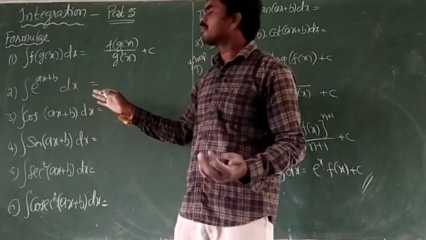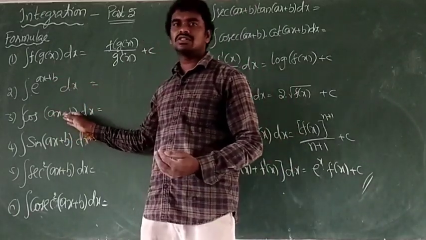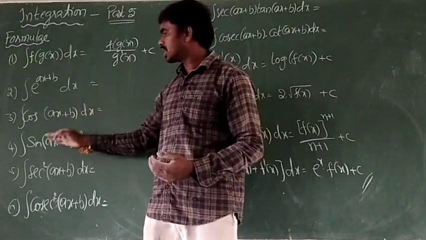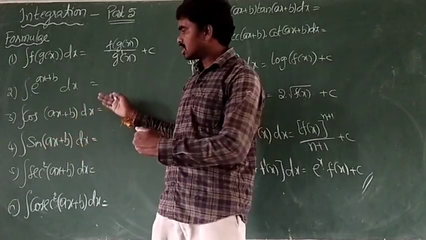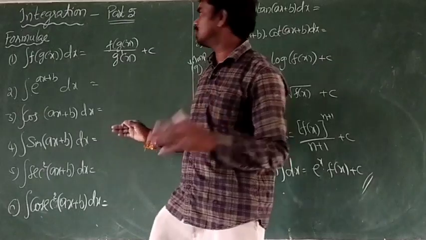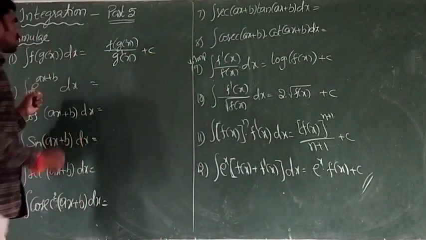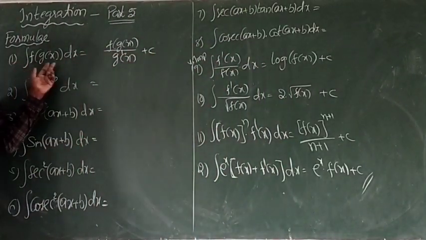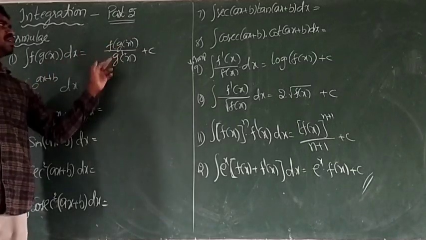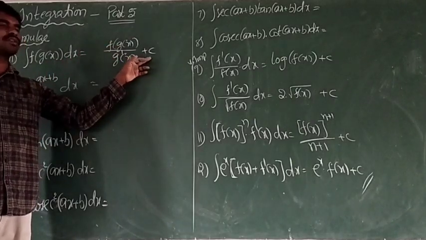E power x only. What is integration of cos x? Sin x. What is integration of sin x? Minus cos x. The same formulas but small change. First write down this formula. Integration of f of g of x dx is equal to f of g of x by g dash of x plus c. Please write down.